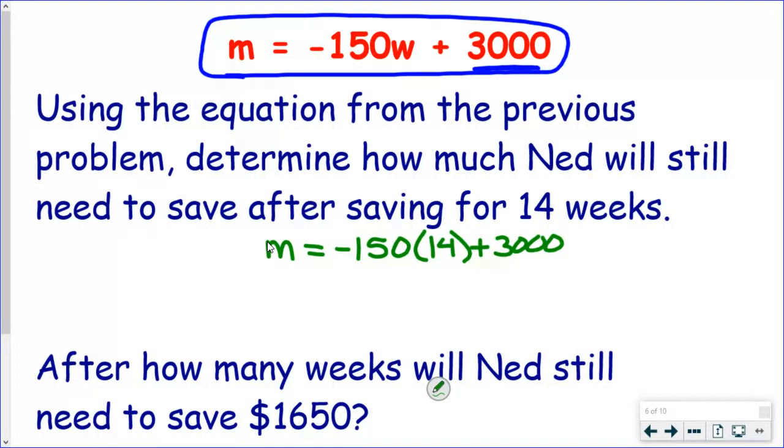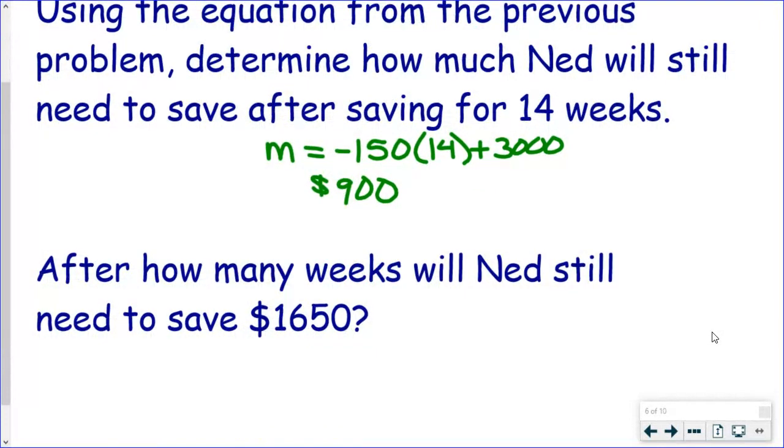So I'm going to do negative 150 times 14. Be careful. Make sure you know where that negative is in your calculator. So negative 150 times 14 plus 3,000. And that still means M is $900. You would still need to pay $900 on that car after 14 weeks.